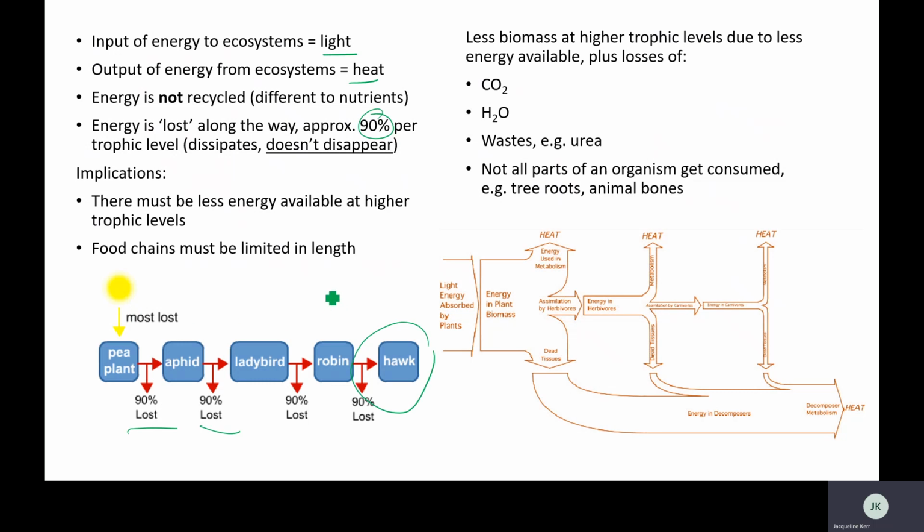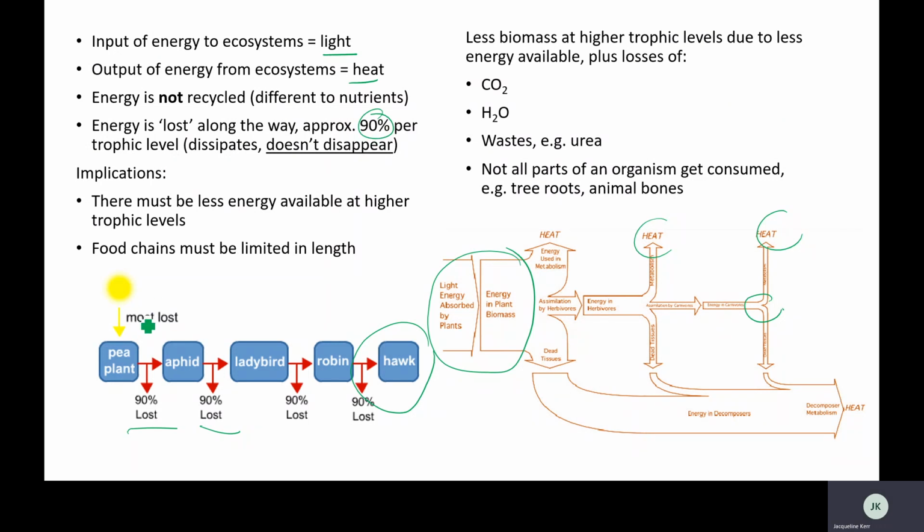Or another visual to see that: if we looked at all that light energy absorbed by plants, by the time we get to the top of that food chain, there's very little left. But all of that ultimately, you can see heat, heat, heat. That's where it's going. And aside from having limited energy available at the top trophic levels, you also have losses of biomass. You can't have a greater mass of predators essentially than you have of your producers. And we get losses of carbon dioxide and water and other waste like urea as well.